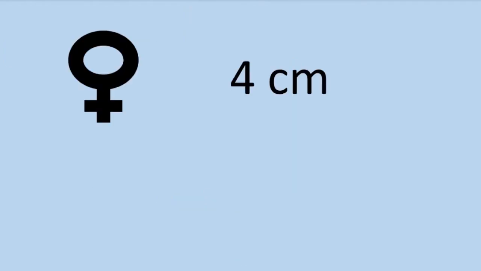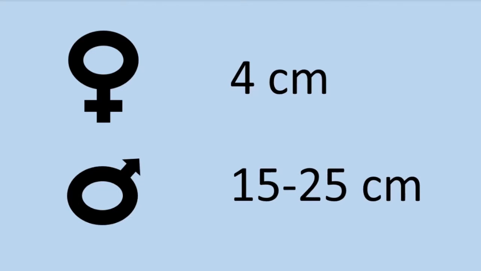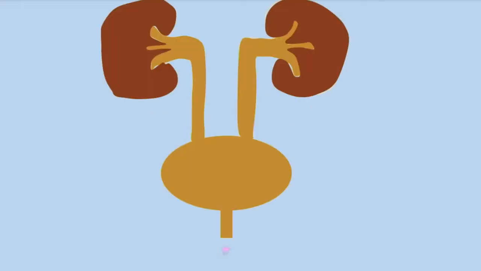Women's urethra is about 4 centimeters long. Men's urethra is about 15 to 25 centimeters long. The most common cause of acute cystitis is bacterial infection, in many cases caused by a bacterium called Escherichia coli.